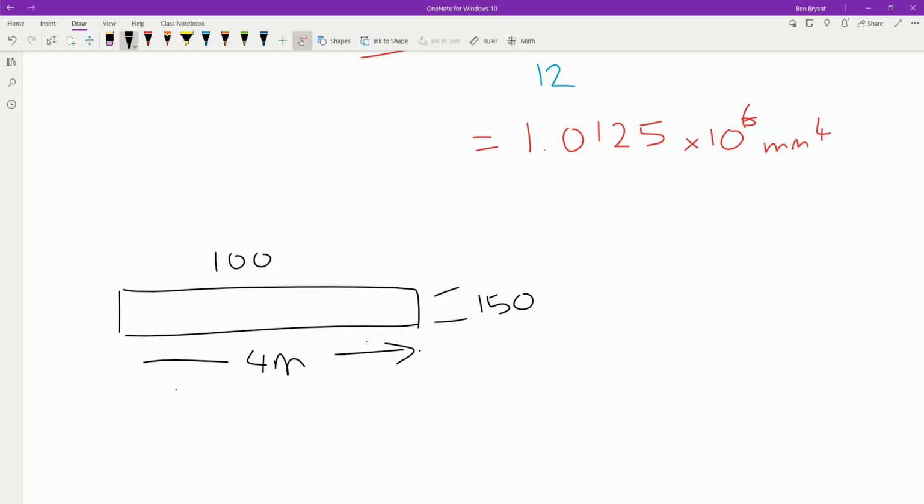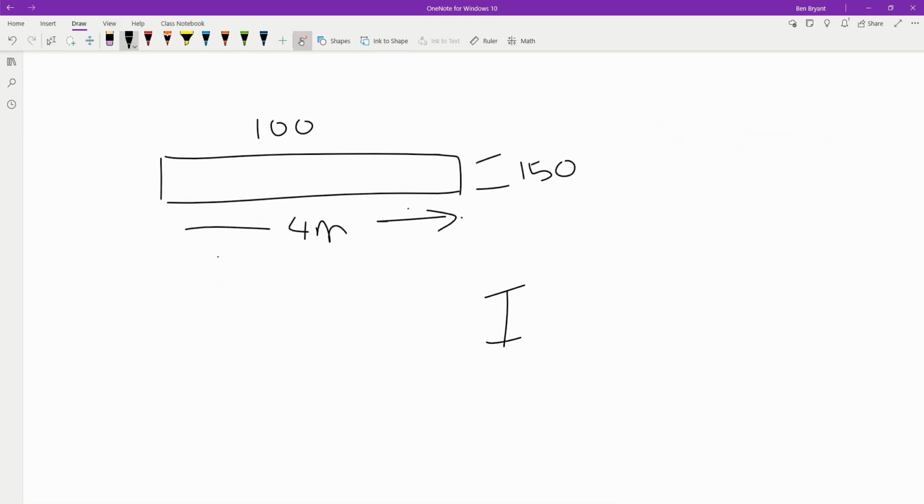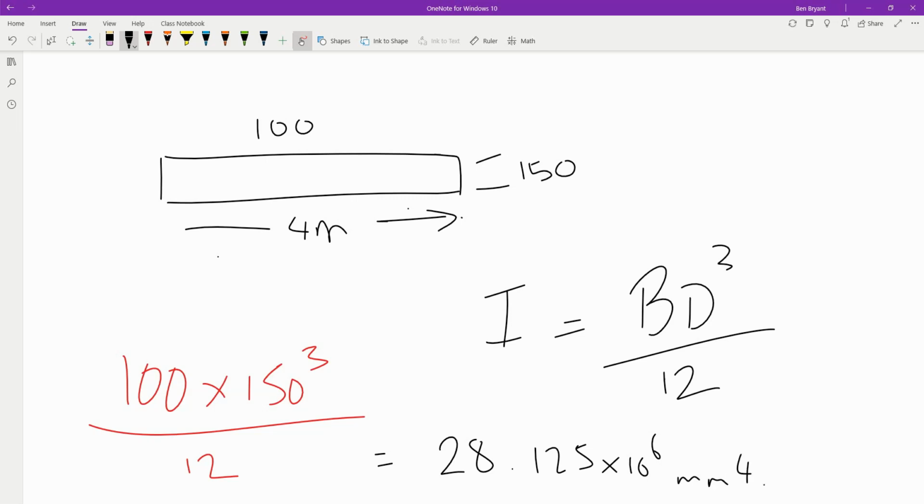So what we're going to do here is second moment of area, I equals breadth times depth cubed over 12. So we're going to take this one to be 100 by 150 cubed over 12, which will give me an answer of 28.125 times 10 to the 6, again millimeters to the power of 4. Obviously you can convert that into meters if you wanted to. In that case, it'd be 28.125 times 10 to the minus 6 when you convert to meters.